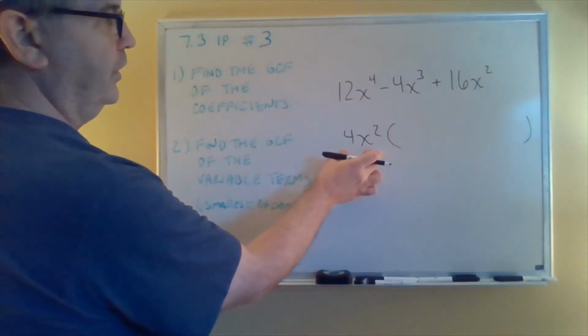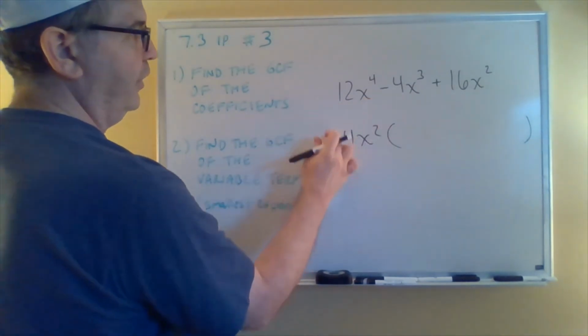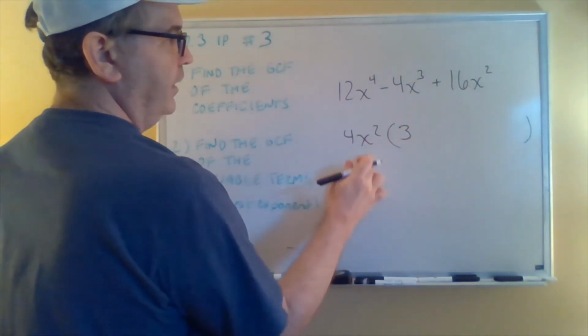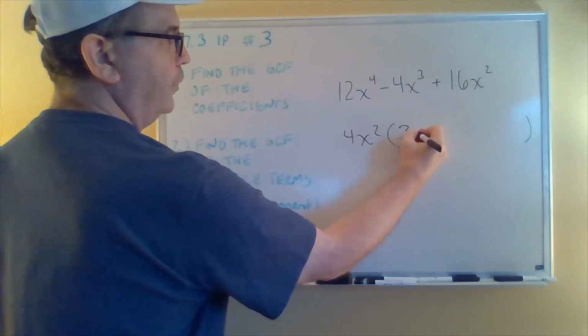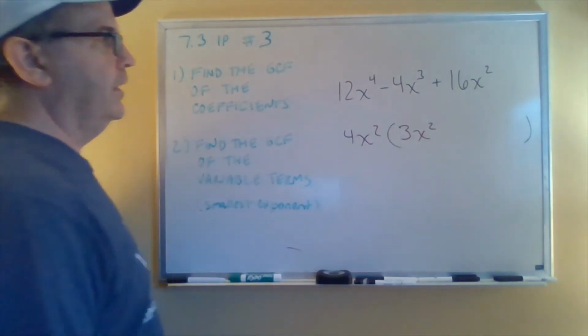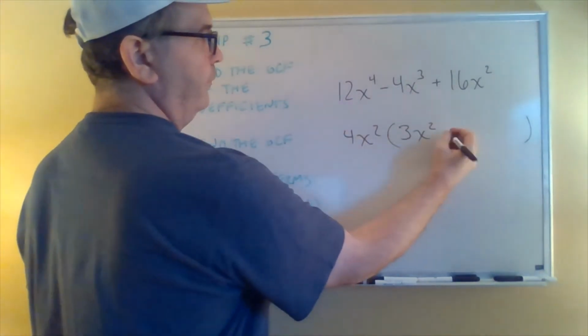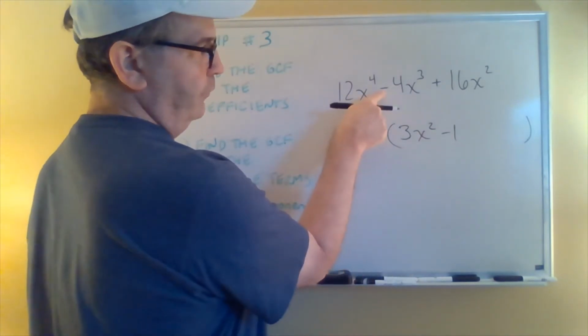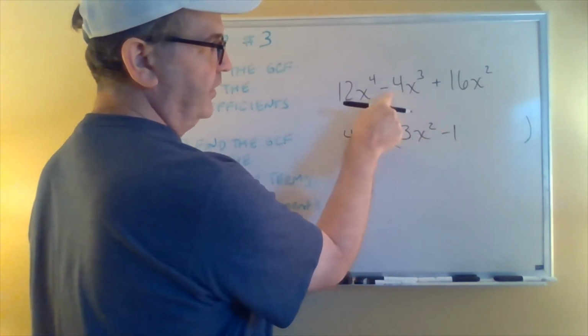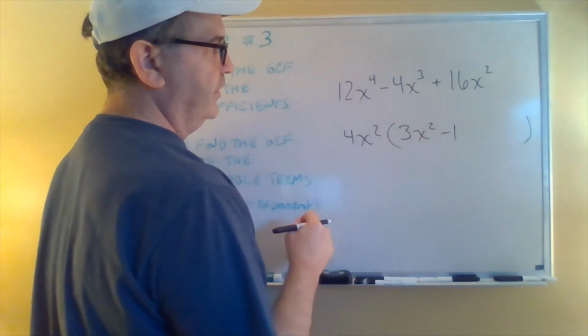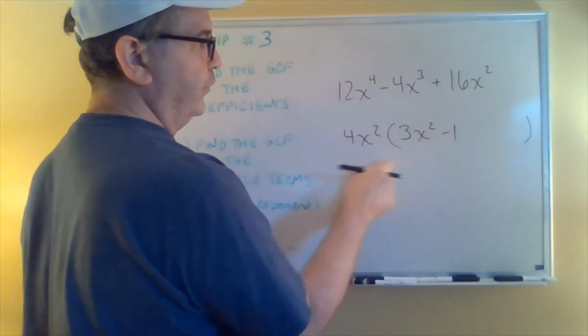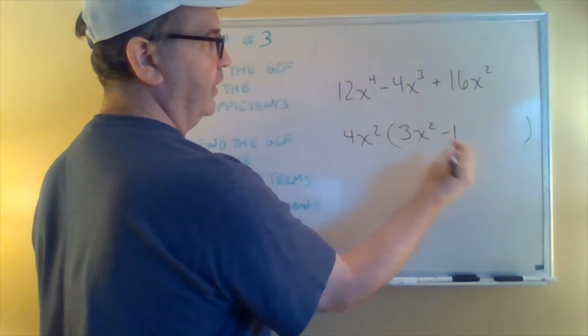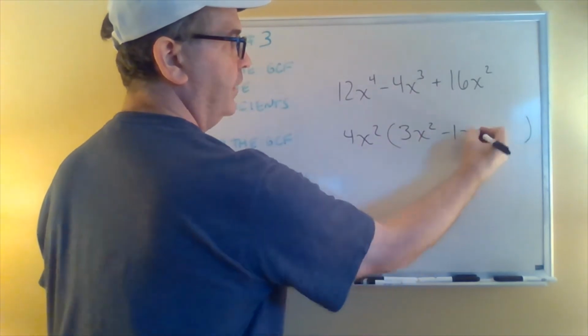We're going to divide 4x squared into 12x to the 4th. Well, 12 divided by 4 is 3. When I take x squared out of x to the 4th, that leaves me with x squared. And remember, we've got to watch our signs here. This is subtraction, so it's going to be subtraction down here. So 4 divided by 4 is 1. When I take an x squared out of x cubed, that leaves me with x.